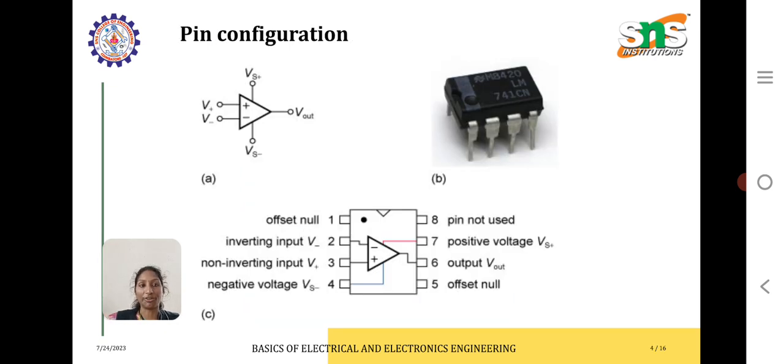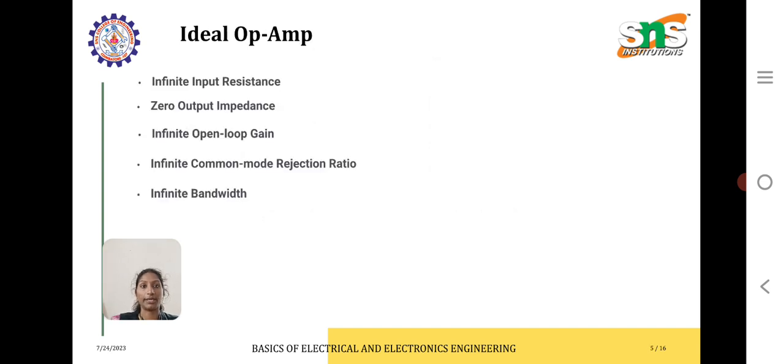So this is the pin configuration. It is an 8-pin IC, integrated circuit. IC741 is called an amplifier IC, where the first pin is offset null, the second pin is inverting input, the third is non-inverting input, the fourth is negative voltage, whereas the seventh is positive voltage, and the fifth also is offset null. The sixth gives you the output, and the eighth pin will not be used. So this is the pin configuration of an operational amplifier.